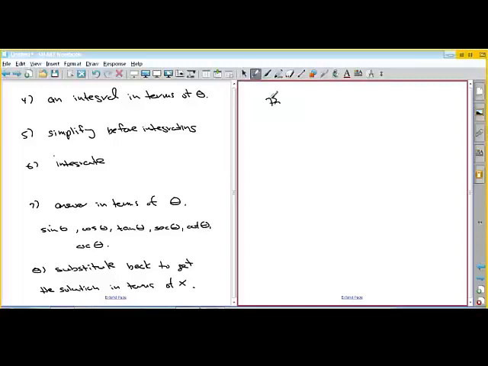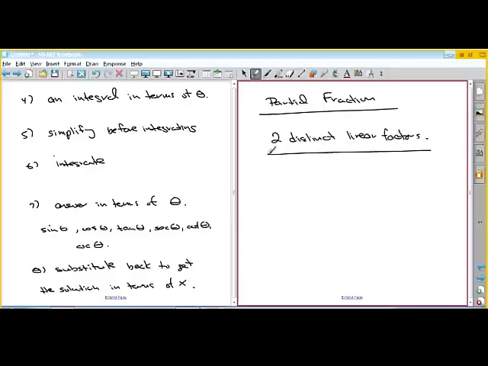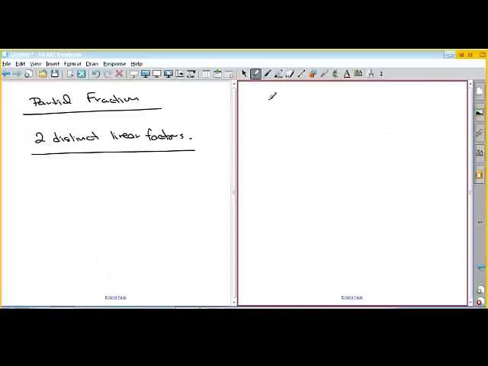There's going to be 2 partial fraction problems. We did one in class today, which was the 2 distinct linear factors. So just know how to do what we did in class today. And make sure you know how to do a definite integral like we did in class today. So that was the one kind of partial fractions.